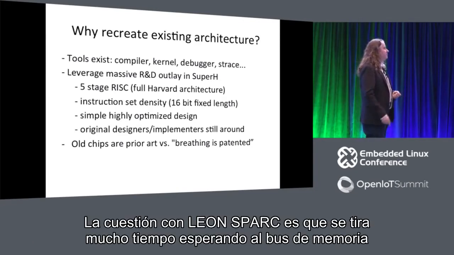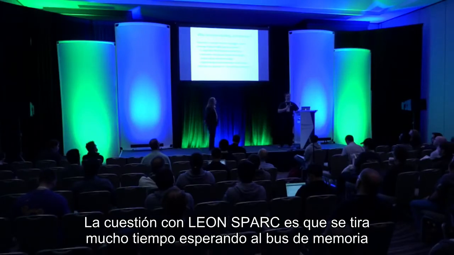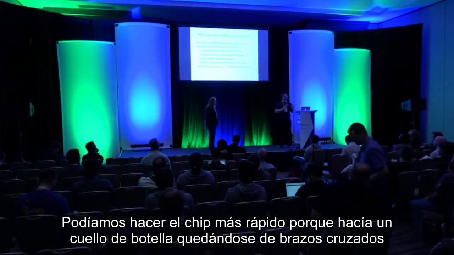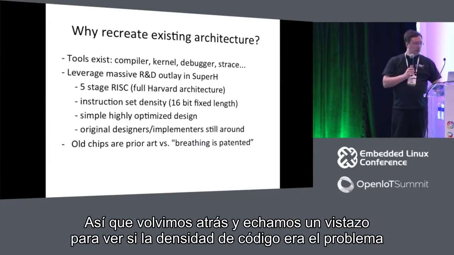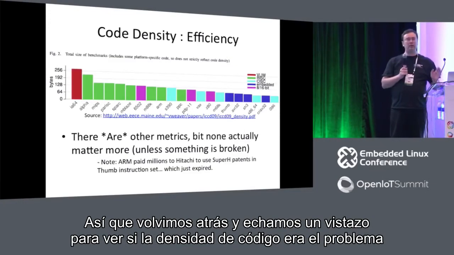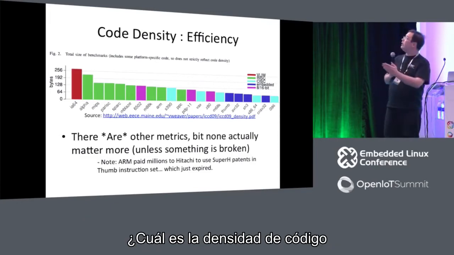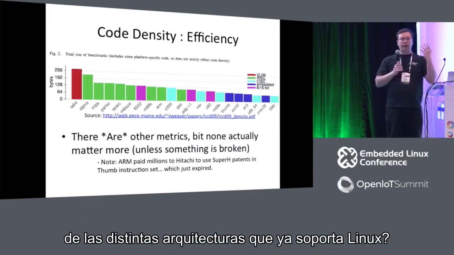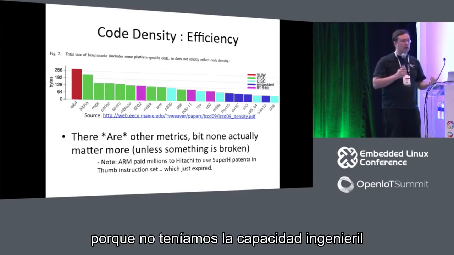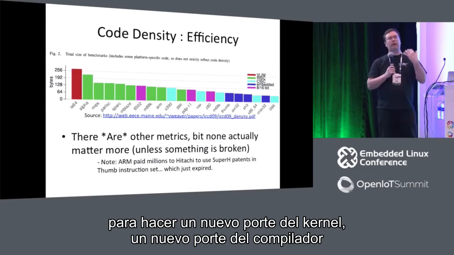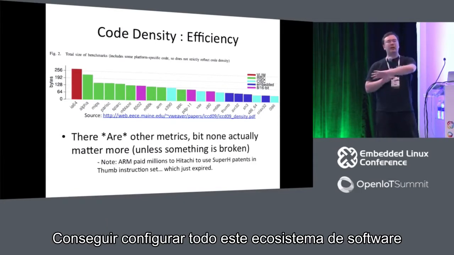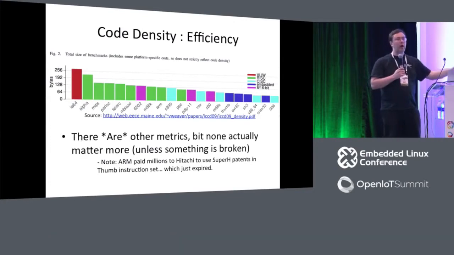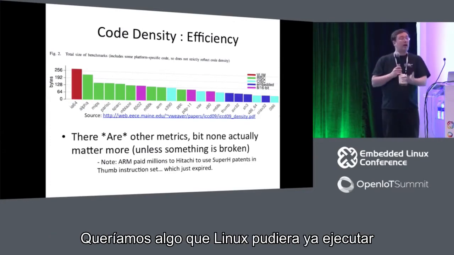The thing about Leon Sparc is it spent all of its time waiting for the memory bus if you gave it a low-end memory bus. We couldn't make the chip faster because it was already twiddling its thumbs on a bottleneck. So we went back and we looked at, if code density is our problem, what is the code density of the various architectures Linux already supports? Because we didn't have the engineering bandwidth to do a fresh kernel port, a fresh compiler port, porting GDB, porting strace, getting this entire software ecosystem set up. We wanted something that Linux already ran.